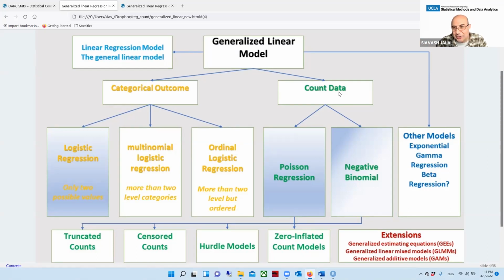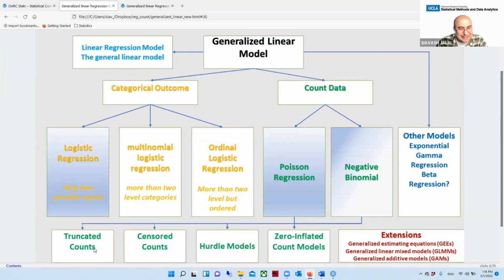And then we go to count models. In count models, basically we start with Poisson regression and we extend it to more general forms of Poisson regression. So everything starts with Poisson, and from Poisson it extends to negative binomial, and then to zero inflated Poisson or zero inflated negative binomial, or truncated count, censored count, and these kinds of models.